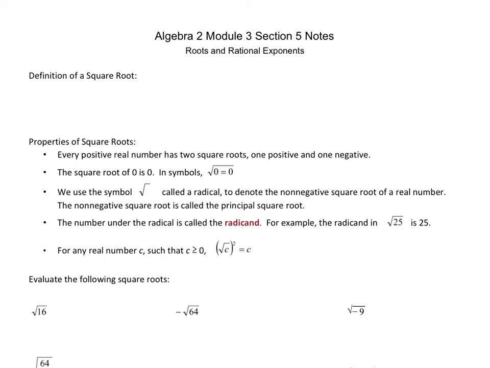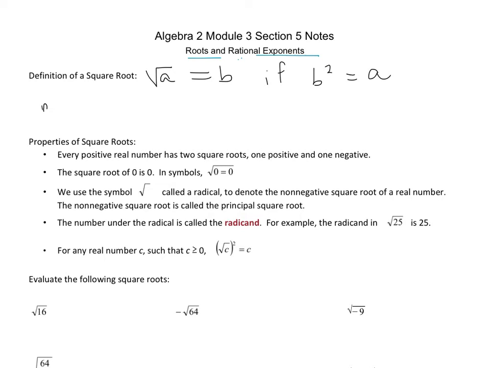Okay, today we're going to talk about roots and rational exponents. So, first of all, what is a square root? You've probably all seen this symbol, square root. So, what is the square root of a? We define the square root of a formally to be some number b if b squared equals a.